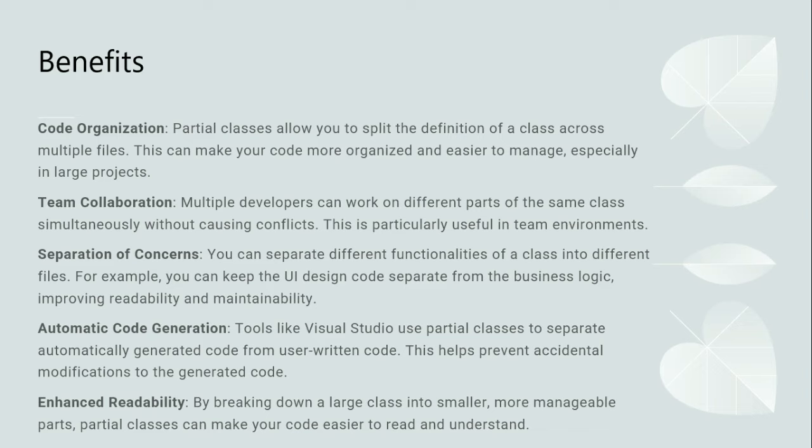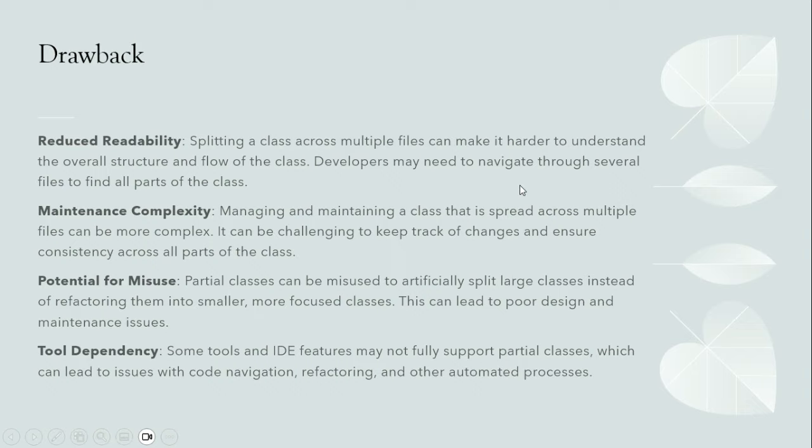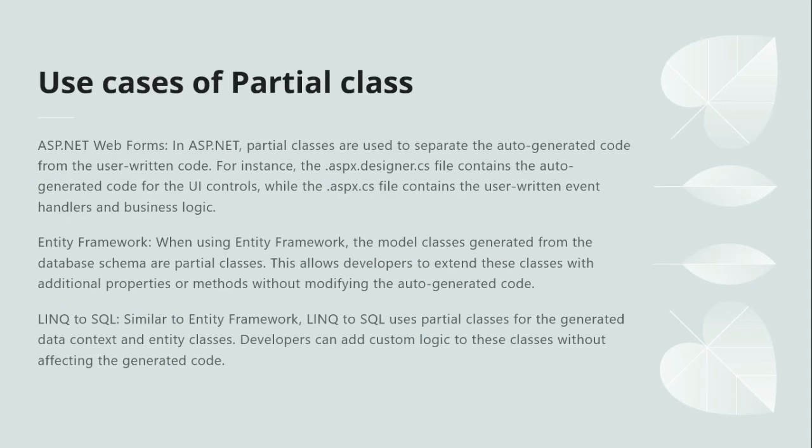So the next thing is benefits. You can see we can manage our code better, and it is more beneficial for team collaboration, separation of concerns, automatic code generation, and enhanced readability. These are the basic benefits of using partial class. It also has some drawbacks: reduced readability, maintenance complexity, potential for misuse, and tool dependency. I have mentioned some more description, so you can read it.